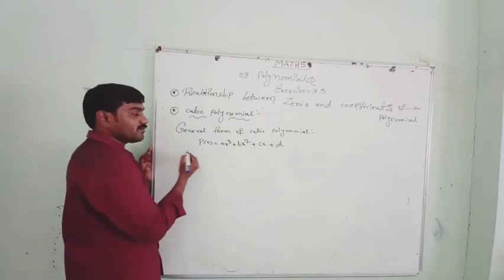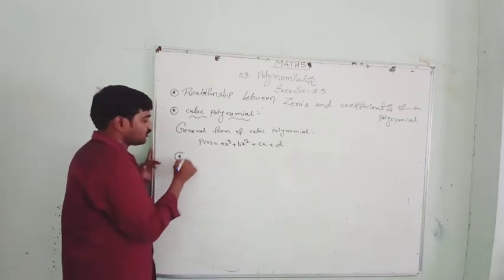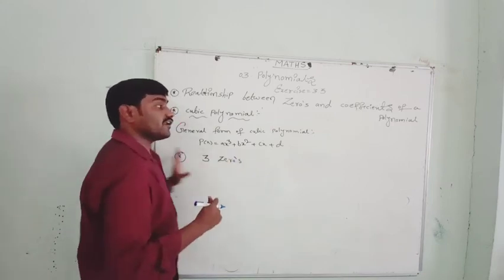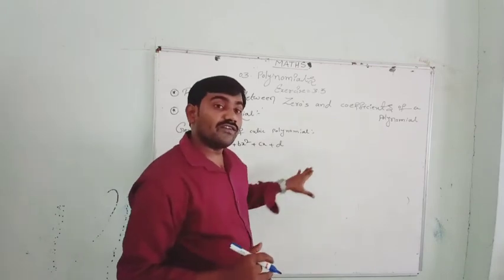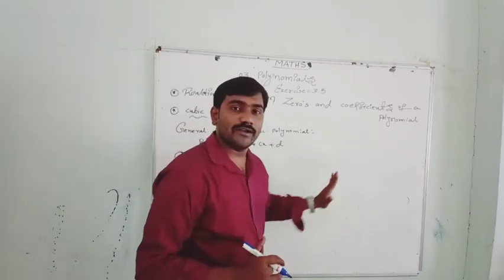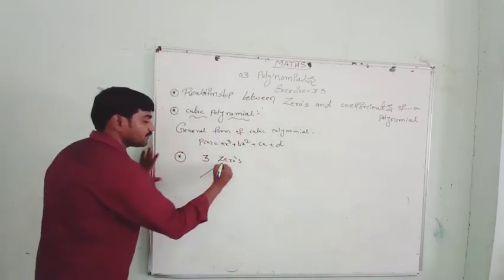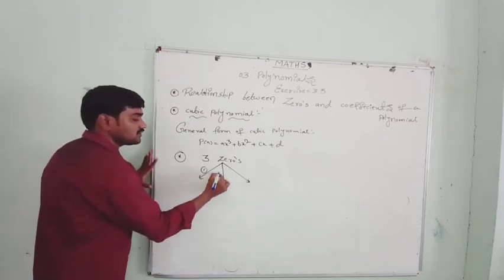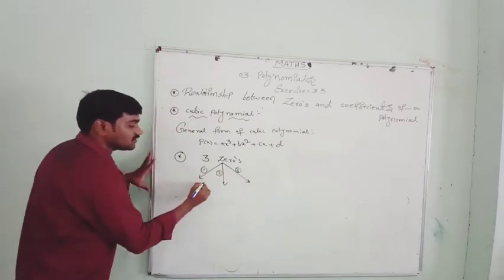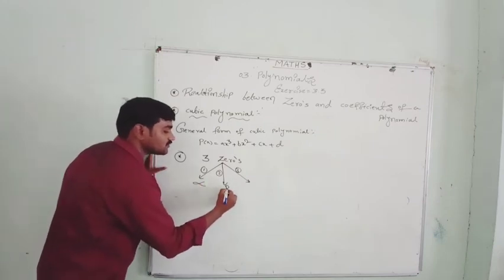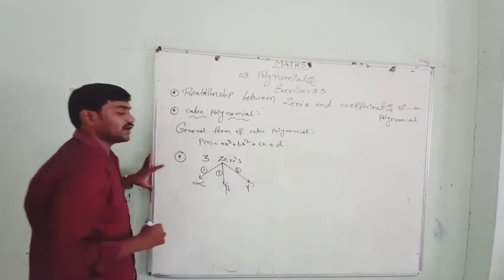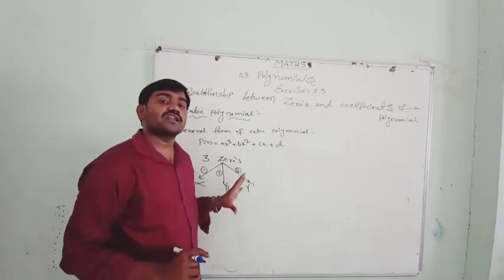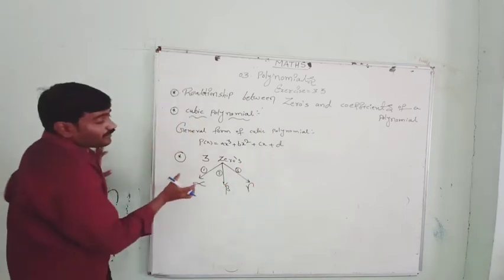Then a cubic polynomial has a maximum of 3 zeros. As in the quadratic polynomial we have 2 zeros, one we assumed alpha, the other one we assumed beta. Here we have 3 zeros. So these 3 zeros are the first zero, the second one and the third one. The first zero we will assume as alpha, the second zero as beta, the other zero as gamma. Okay, these are all Greek alphabets.